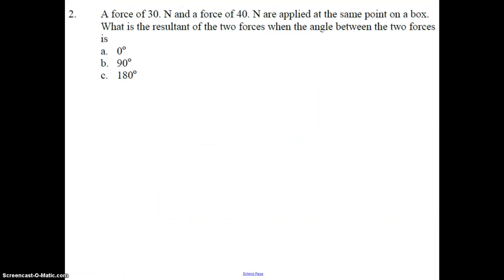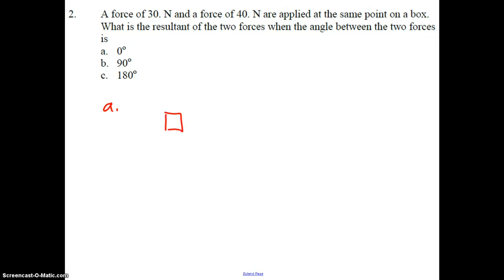All right, let's take a look at number 2. A force of 30 newtons and a force of 40 newtons are applied at the same point on a box. What is the resultant of these two forces when the angle between the forces is 0 degrees, 90 degrees, and 180? All right, let's start with A.